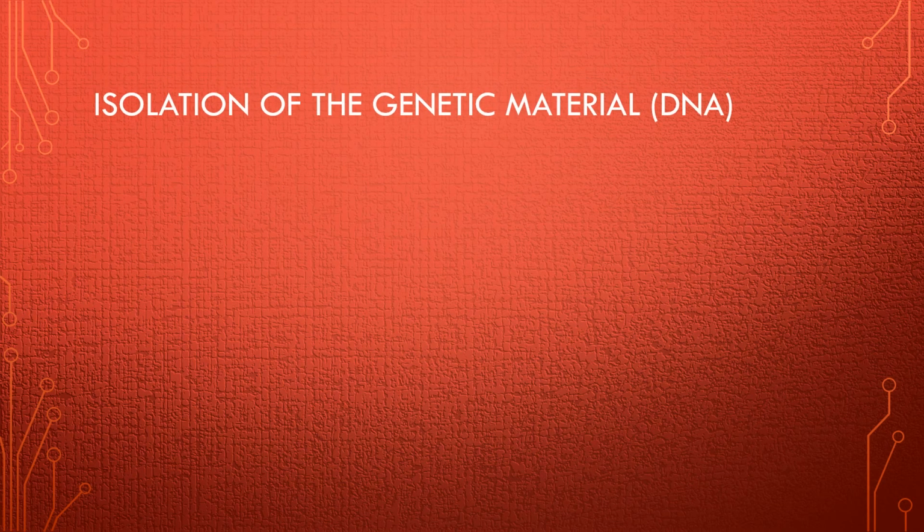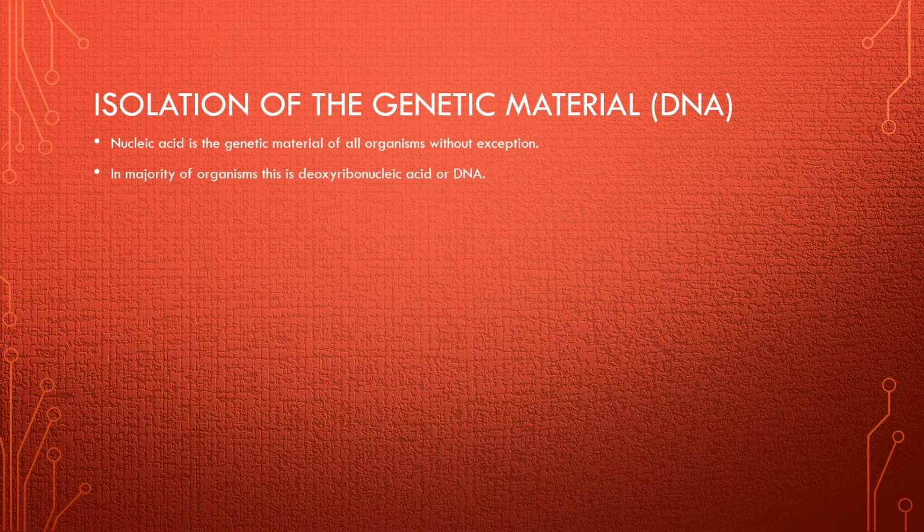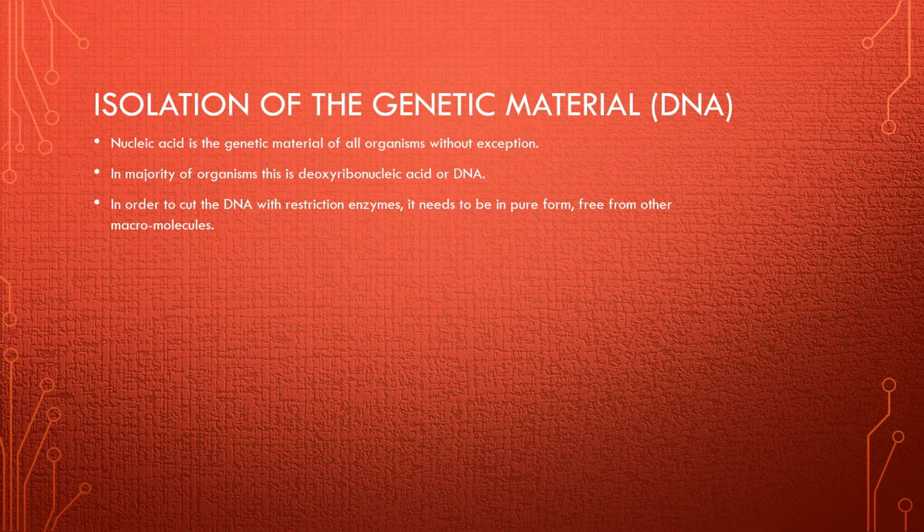Let's see how isolation of the genetic material is done. Nucleic acid is the genetic material of all organisms without exception. In the majority of organisms, this is deoxyribonucleic acid or DNA. In order to cut the DNA with restriction enzymes, it needs to be in pure form, free from other macromolecules.